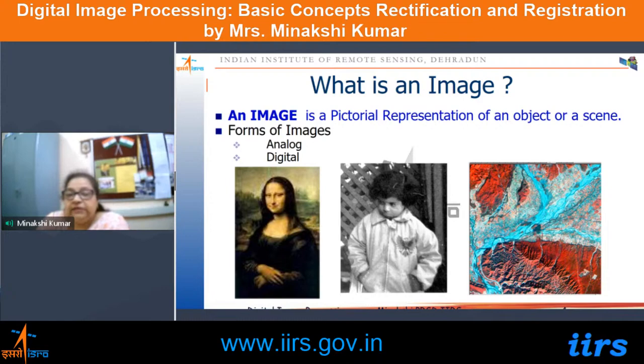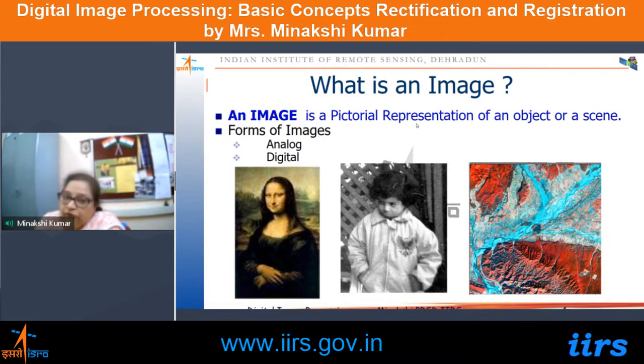Now, before coming again to digital image, we should know what is an image. An image is a pictorial representation of an object, of a scene, or even a phenomenon. A phenomenon can be pictorially represented. For example, here I am showing a portrait of Mona Lisa, a black and white photograph of a girl child, a grayscale image, and a satellite image. So what are these? These are images. A portrait is an image, a photograph is also an image, and the satellite image is also an image.